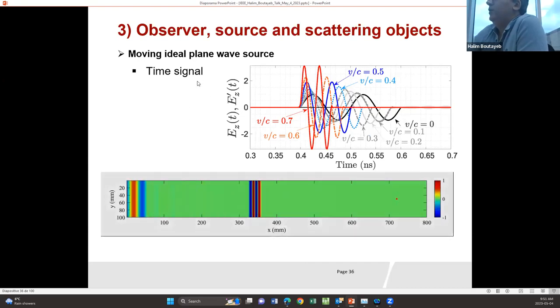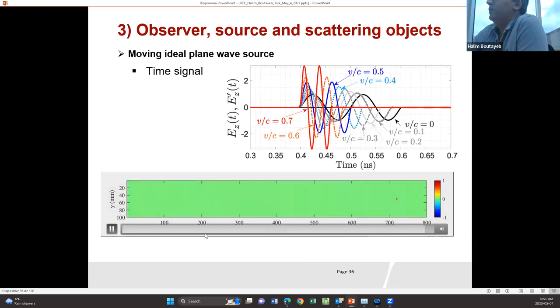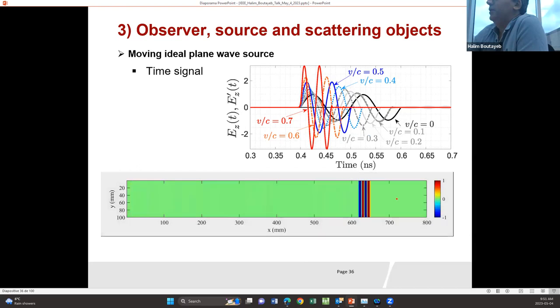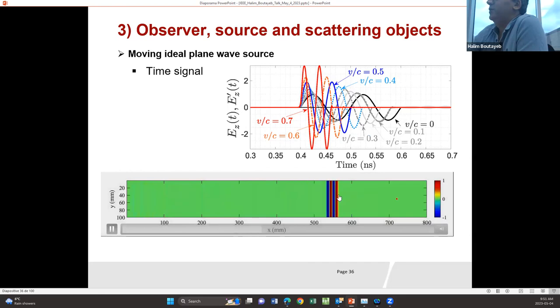Here we are moving a plane wave source. We say ideal because it is made of current sources, and it doesn't reflect or absorb any wave. Here the plane wave source is moving in this direction, so this is why you see the frequency increasing here and the frequency lower here.